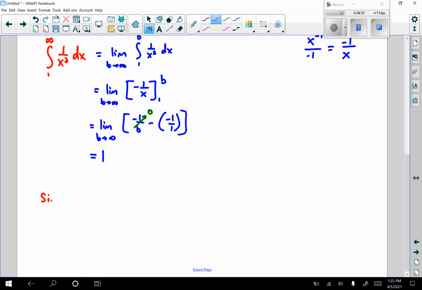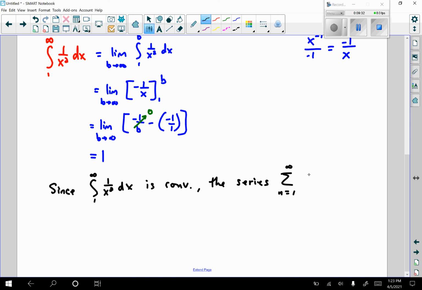All right, so now we're going to say, since the integral from 1 to infinity of 1 over x squared dx is convergent, the series from n equals 1 to infinity of 1 over n squared is also convergent, by the integral test.